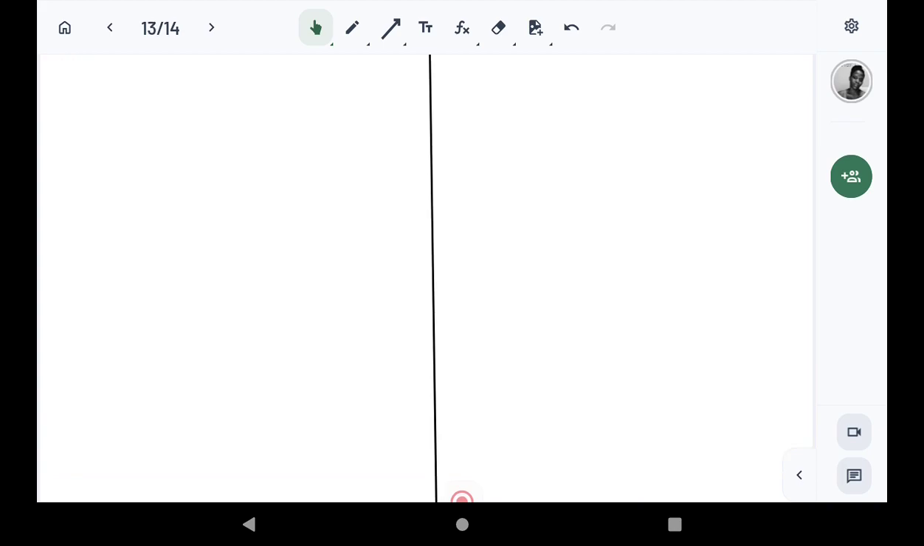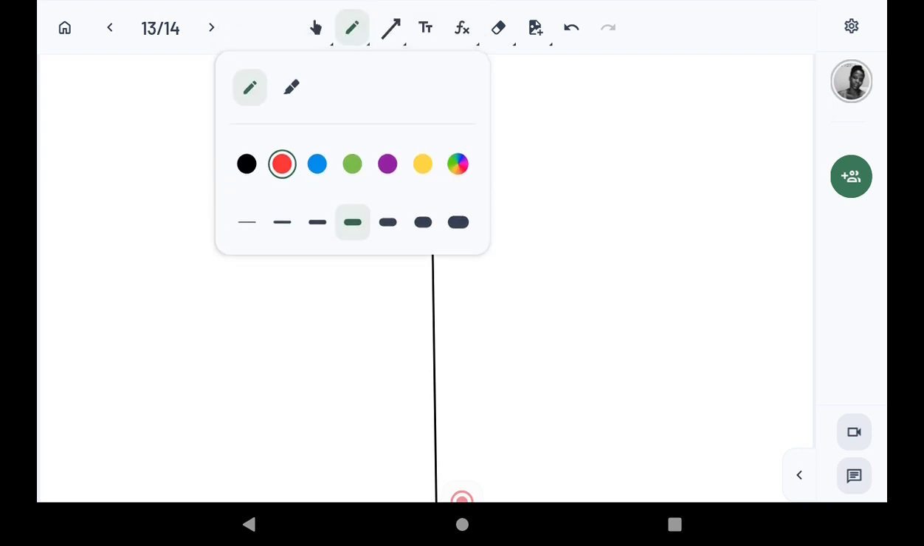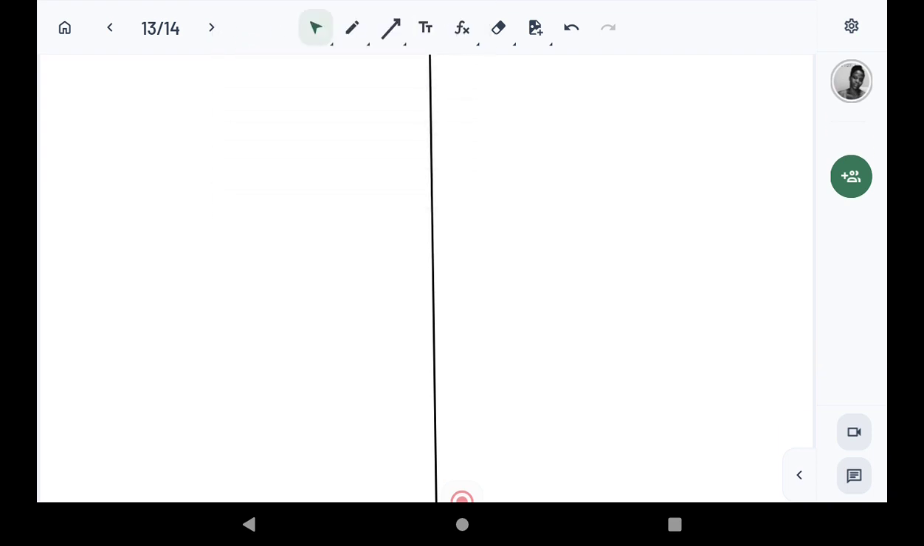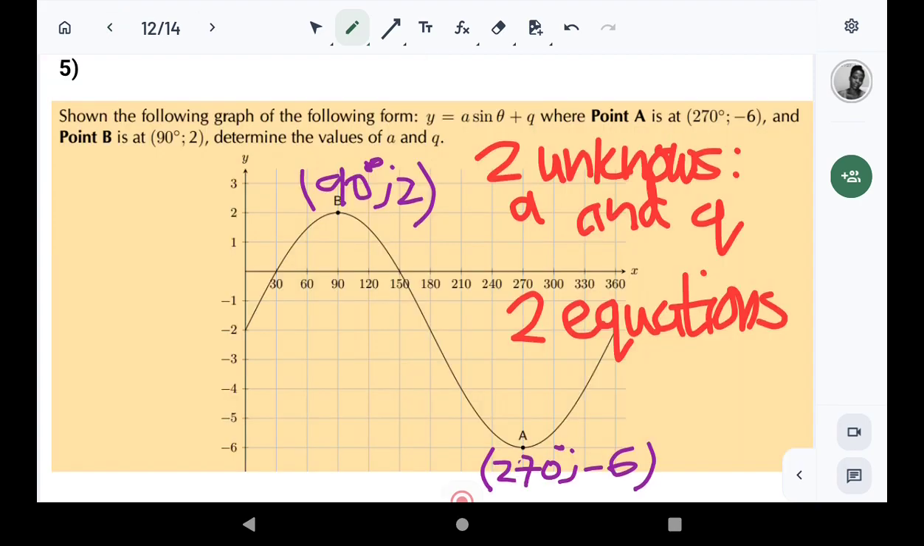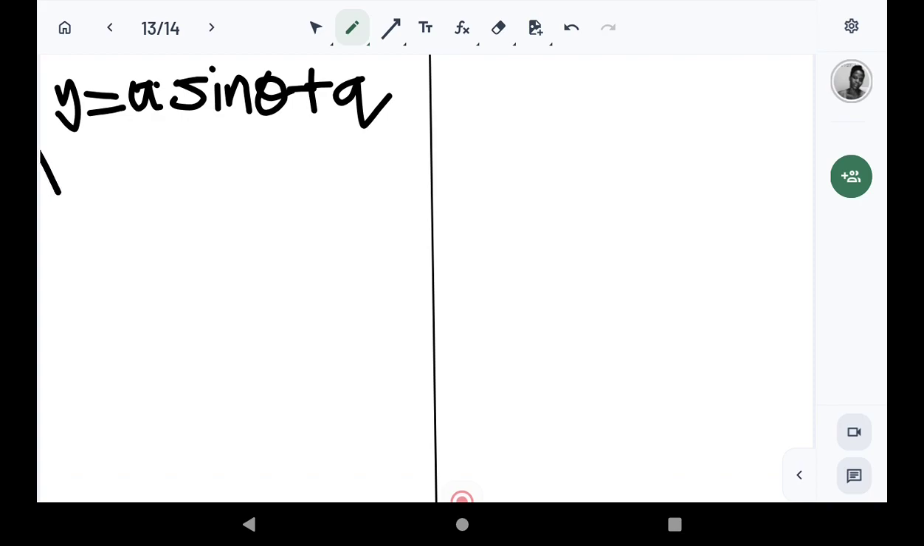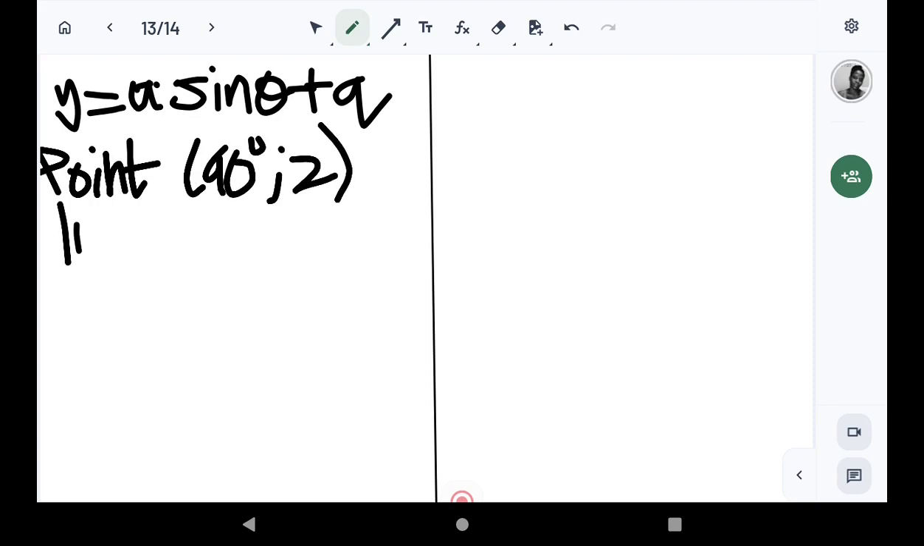And so you start by writing down the general form of the equation. That's y equals A sine theta plus q. That is the general form. Now we've got 2 points that lie on the equation. The first one is 90 degrees and 2. Point (90 degrees, 2) lies on the graph, lies on y.